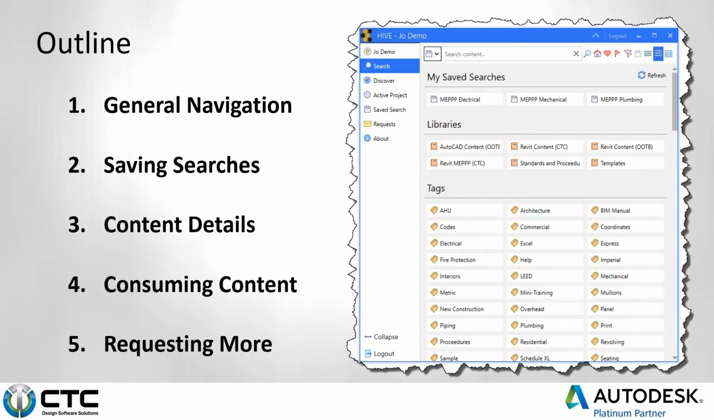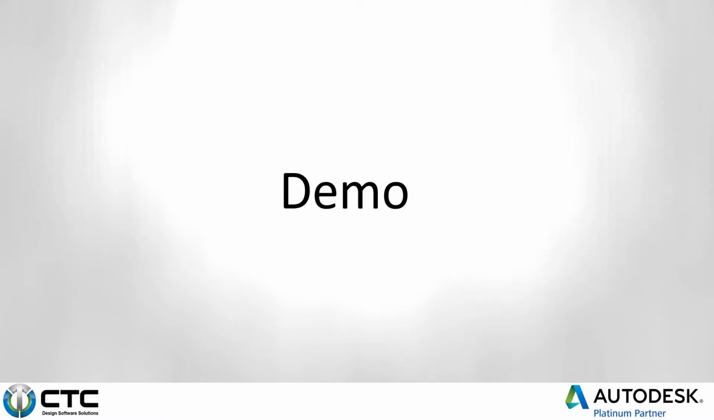Now, what we're going to talk about today is five major topics. General navigation, where we'll talk about searching and discovering content. We'll talk about saving your searches so you can make some of these searches repeatable for things that are common. We're going to take a look at the content details so you can get more information about the content. We'll talk about using the content, how to use it in your project. In fact, we'll probably talk about that earlier on during general navigation. And we're also going to talk about how you can ask for more from the BIM management team, how you can request more content. So with that, let's jump directly into HIVE.